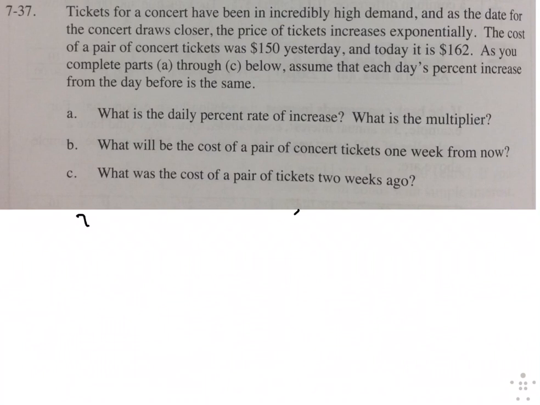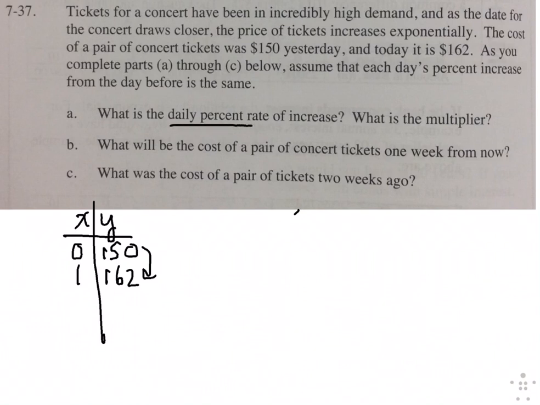So if we made a little table, X, Y, yesterday would be day 0 in my mind, was $150, and they're saying today, after just one day, it was $162. So we could find the multiplier. And that's for part A, they're saying the daily percent rate of increase. That's the multiplier, in a sense.